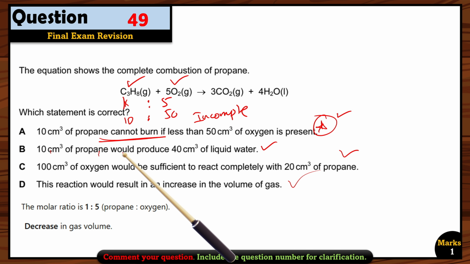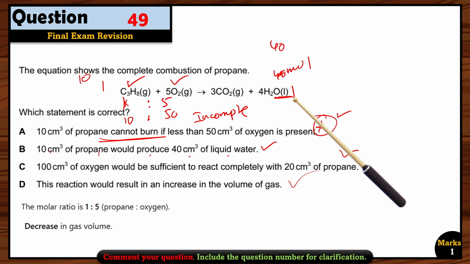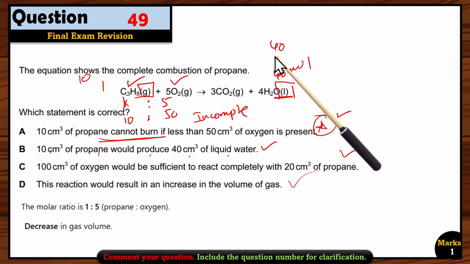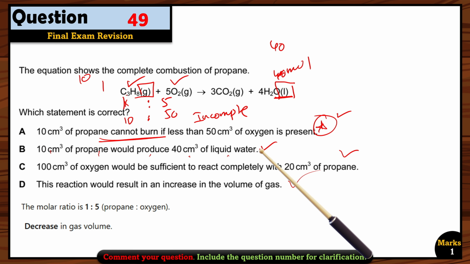10 centimeter cube of propane would produce 40 centimeter cube of liquid water. If you see this, 10 centimeter cube, okay, propane is 1, right? And 1 is giving you 40. Oh, sorry, 4 moles, right? It needs. But the question is that 10 can give you 40. You will say, yes, it can give 40, but this is the trick. The volume is only the same for the gases. This one, propane, is a gas, but this one is a liquid. So the volume cannot be the same. 10 cannot give you 40. We have to calculate. So that's why this option is wrong.